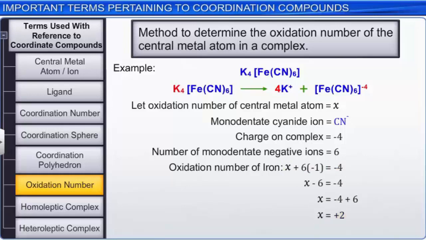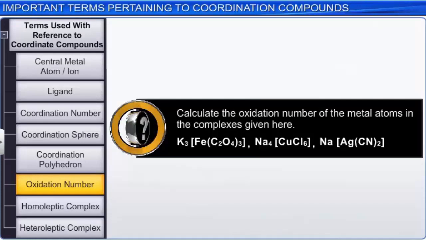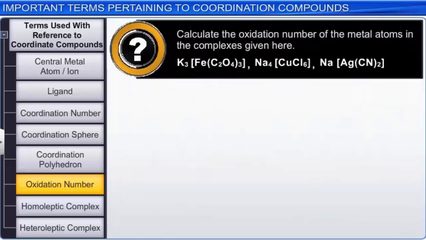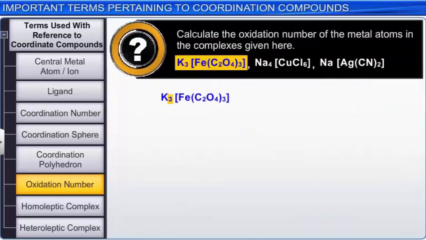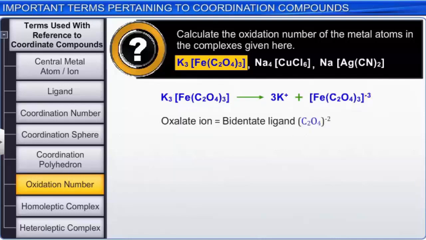See, some more examples. The first one is potassium trisoxalato ferrate. Here the counter ion is K. This complex can be dissociated into K+ ions and the complex ion, trisoxalato ferrate. Here oxalato, or oxalate ion, is a bidentate ligand. That means it is capable of donating 2 lone pairs of electrons to the central metal atom, that is iron. So oxalate is a bidentate ligand. The charge of this oxalate is -2.